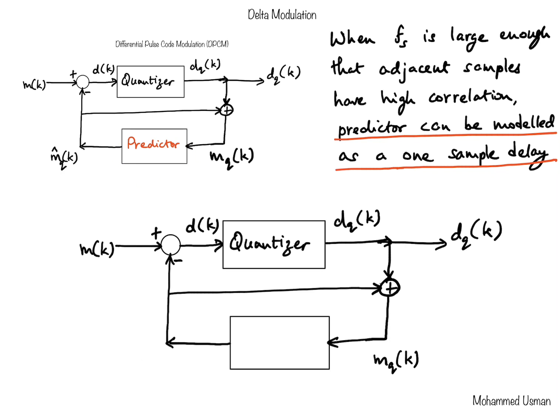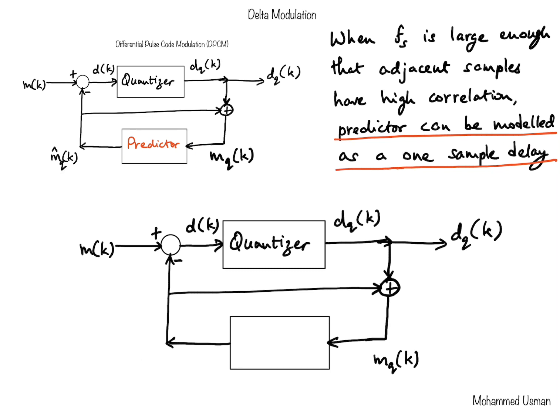In order to avoid this complexity, we want to replace it with something simpler in terms of implementation complexity and cost. The idea behind doing this is, if we can increase the sampling rate to a high enough value, then the correlation between the samples will become quite large, and in that case, this predictor can be replaced or modeled as a one sample delay.